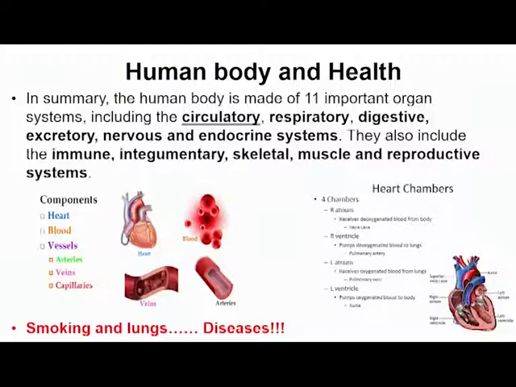I want us to go through the human body and health. In summary, the human body is made up of 11 important organ systems, including the circulatory system, respiratory system, and so forth. In the circulatory system, we have the heart and blood vessels, where we have our arteries, veins, and capillaries. You should understand that the main function of the heart is to propel blood throughout the body. The heart has four chambers. You should be able to explain the functions of the four chambers of the heart, as you can see in this picture here.